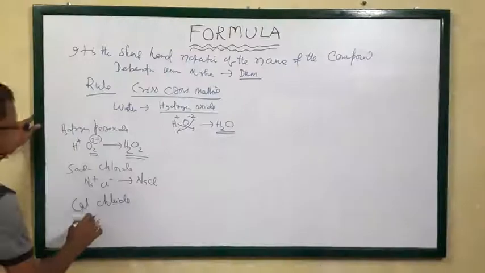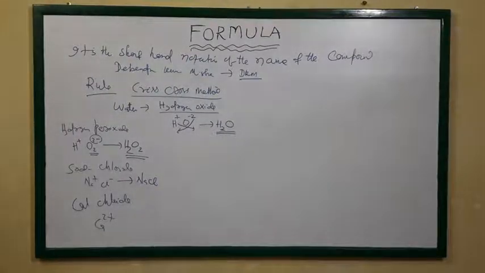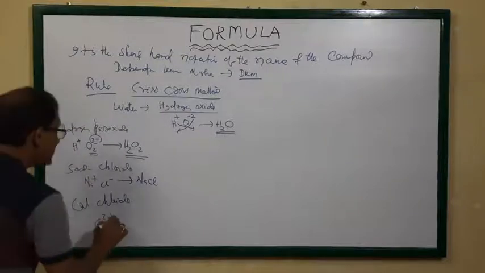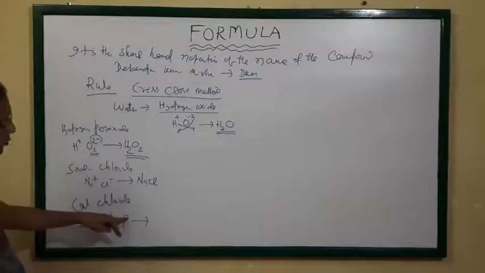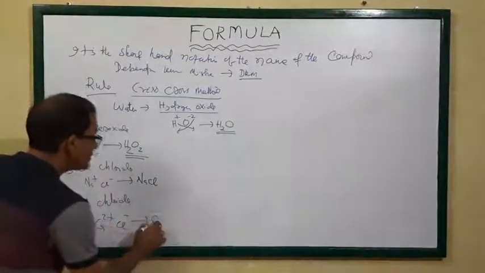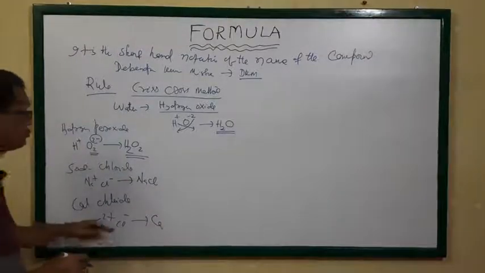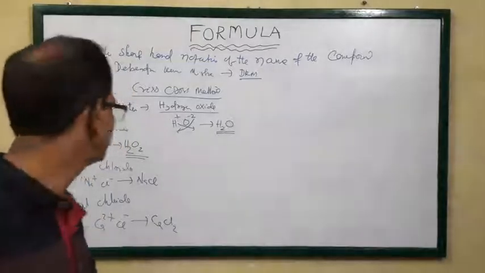Calcium chloride: calcium charge is Ca2+. You have to remember the charge. Already you have written it. And chloride is Cl−. That's why here 2, here 1. So 2 will be on the chlorine side, 1 will be on the calcium side. 1 means same, 2 will be on the chlorine side, CaCl2. This is the formula of calcium chloride.